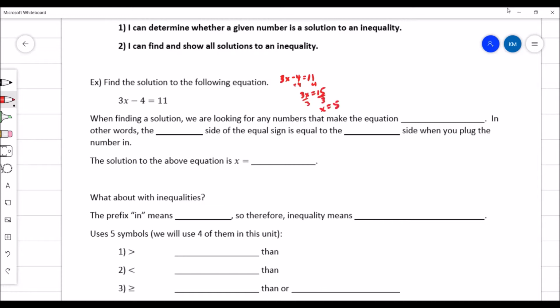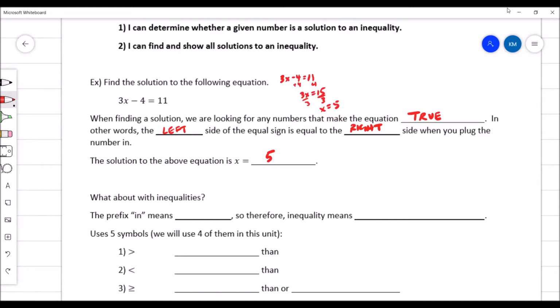Okay, let's walk through this now. When finding a solution, we are looking for any number that makes the equation true. In other words, the left side of the equal sign has to be equal to the right side when you plug in the number. And so that's what that whole process was. When we plug in 5 here, 3 times 5 is 15. 15 minus 4 is 11. 11 equals 11.